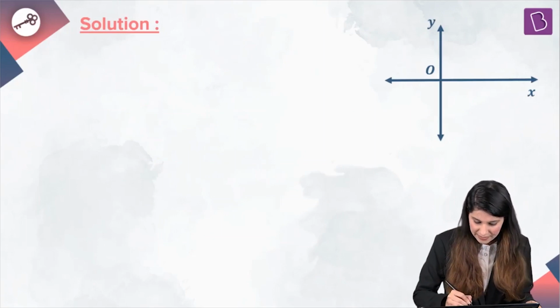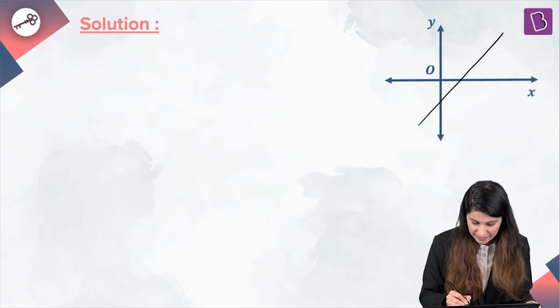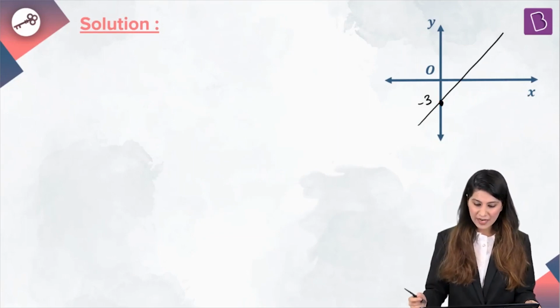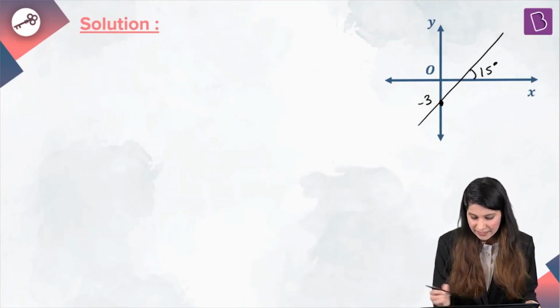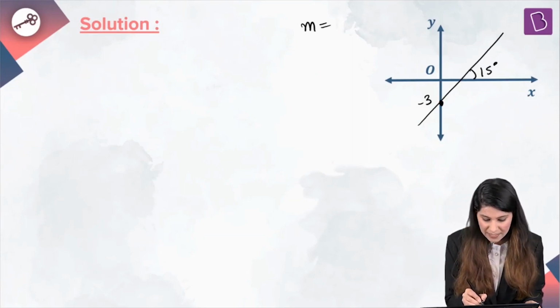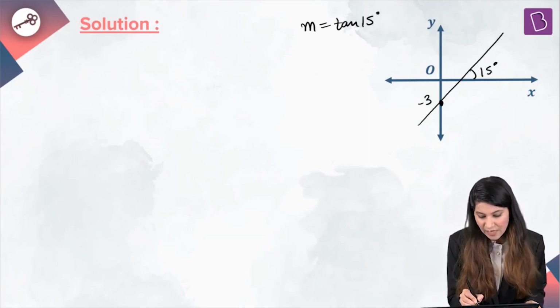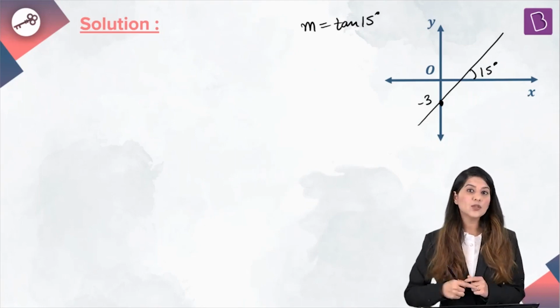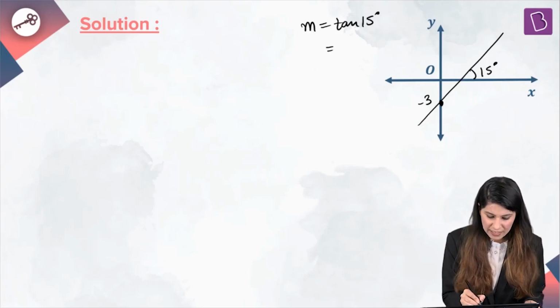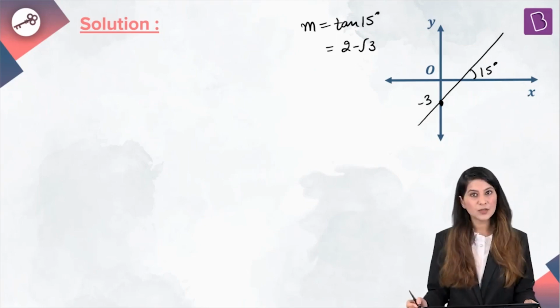Let's say this is the line, with a negative intercept of minus 3 on the y-axis, and this angle theta is 15 degrees. M equals tan theta, so M will be tan 15 degrees. Now we need to know the value of tan 15 degrees. Some of you might remember it. This is nothing but 2 minus root 3.